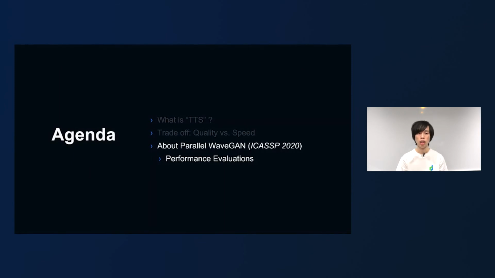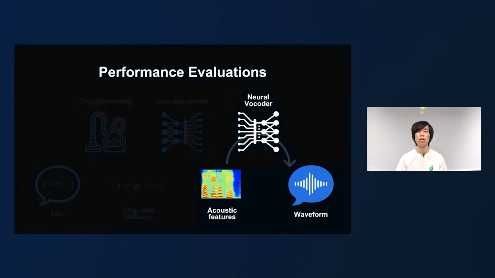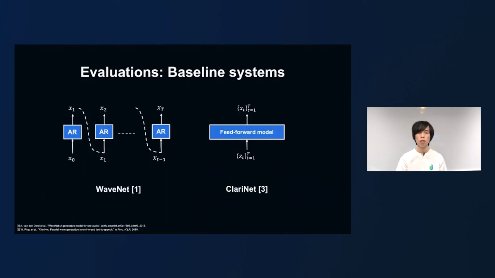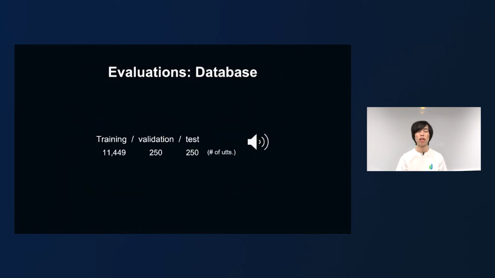Next, this is the experiment. In the evaluation, the first focus is the neural vocoder in the latter stage of the overall framework of TTS. Again, a neural vocoder is a module that takes acoustic features as input and outputs speech waveforms. As the baseline for comparison, WaveNet was used as the autoregressive type, and ClariNet was used as the non-autoregressive type. Next is about the database used for this evaluation.